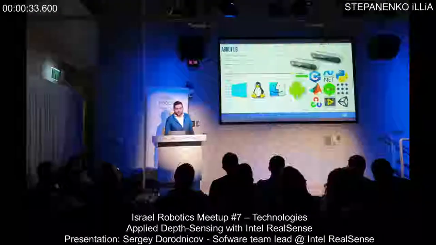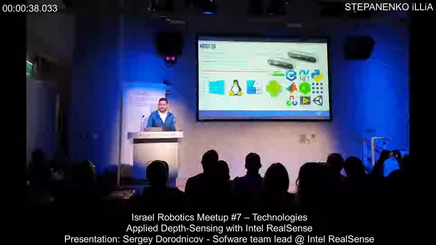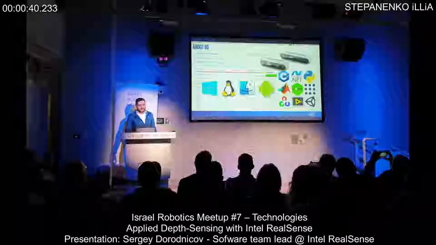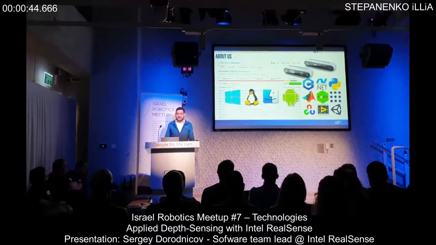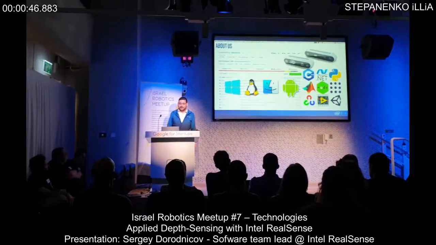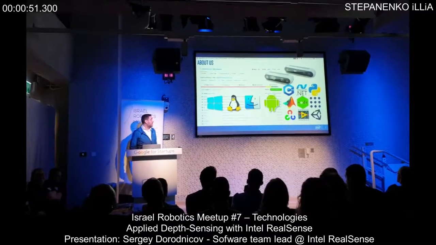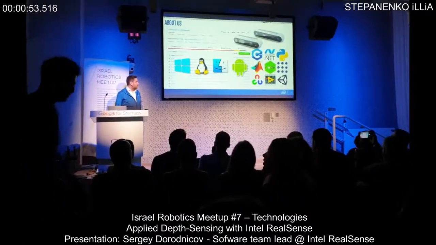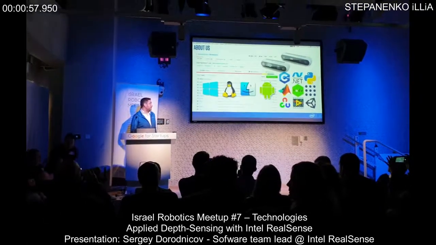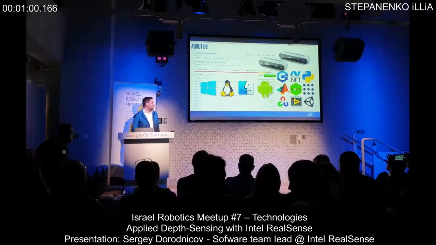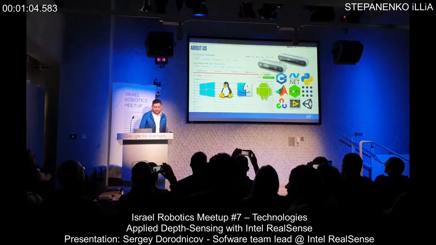So before we begin, a couple of words about us. RealSense is a business unit inside Intel, developing advanced computer vision solutions. My team is managing our SDK on GitHub. We are completely open source. We run on all the major operating systems and support a bunch of different languages and frameworks. So you're welcome to check out LibRealSense on GitHub.